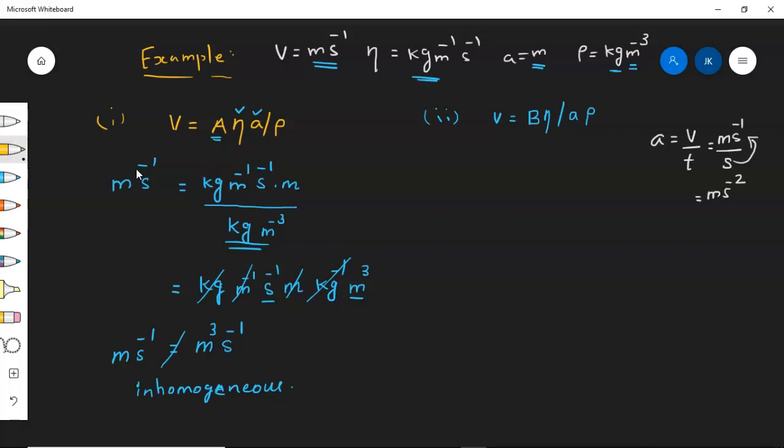Now let's check here. Speed, meter per second. B is a constant, it has no unit. Eta, same unit, kilogram per meter per second. Here is a division, right here division, it's a width, meter, multiplied by density, kilogram per meter cube. It is written here, width and density.